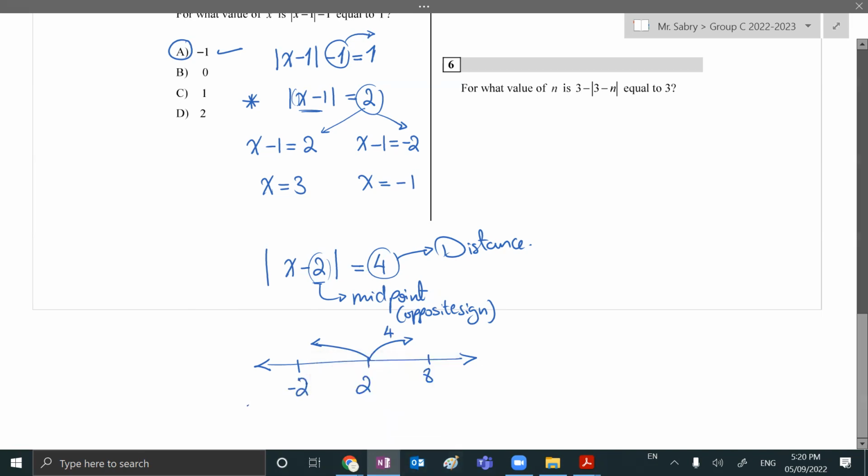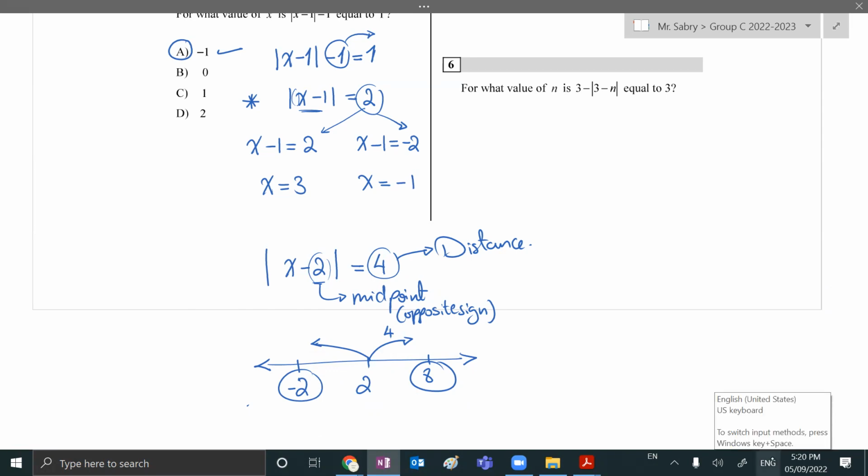Does that make sense? So the answers are negative 2 and 8. So why is this important? It's important to express distances. Like I want to know the numbers that are far away from 2 by a distance of 4, but I don't care if they're far away to the positive side or to the negative side. I just want to know what are the further away numbers from 2.